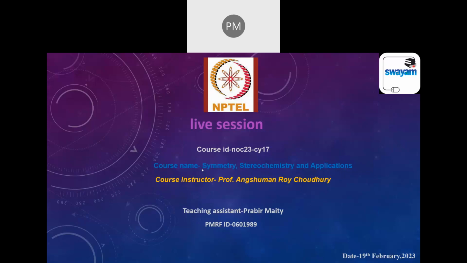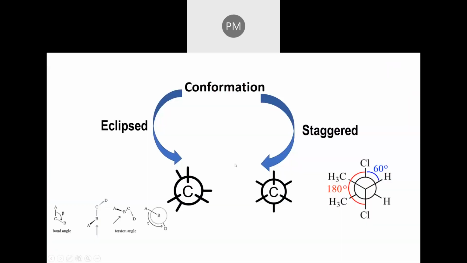So, the course name of this course was Symmetry, Stereochemistry, and Application, and the instructor was Professor Angshuman Roy Choudhury. I am doing the problem solving classes of this course. So in these classes, we are mainly concentrated on problem solving on the conformation of a molecule and which conformation is stable or not.